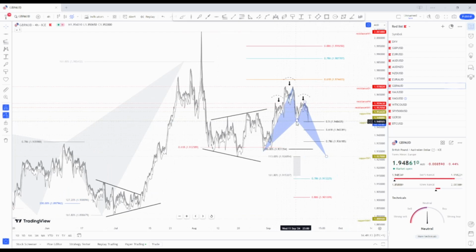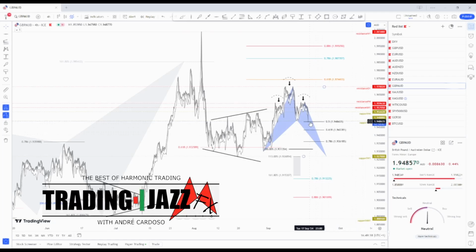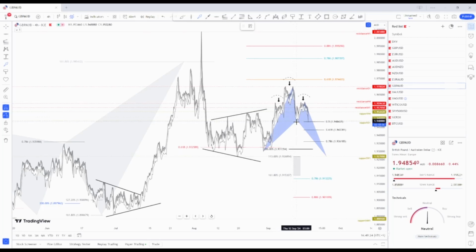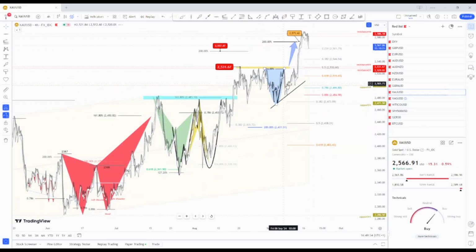That's a new fractal, the daily fractal support. In fact, a clear violation of this neckline should trigger that move towards the 200% Fibonacci extension level. I projected that Fibonacci level at 193.13 for the pound versus the Aussie. Wait for the breakout of support level.